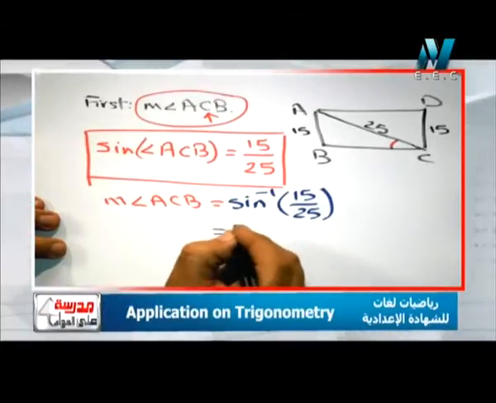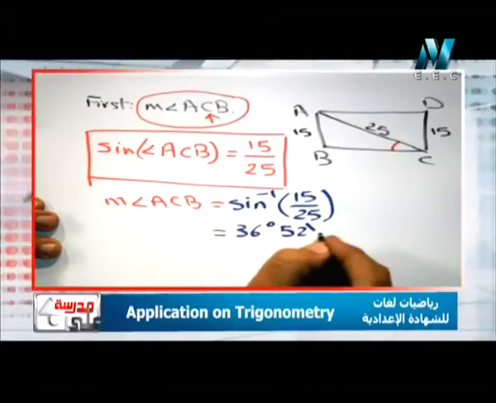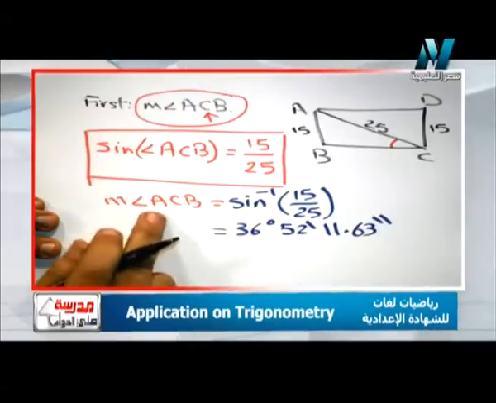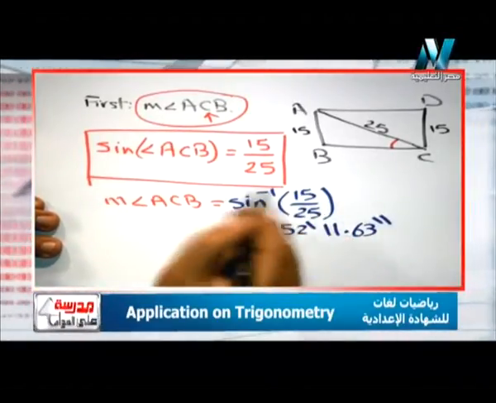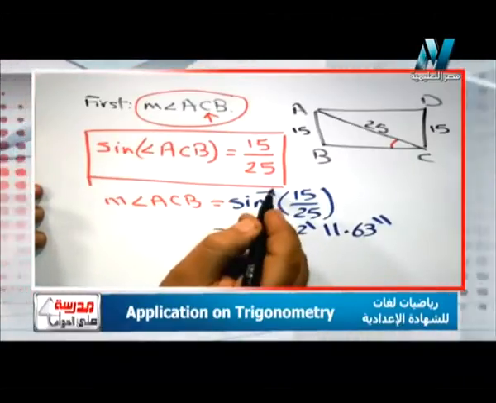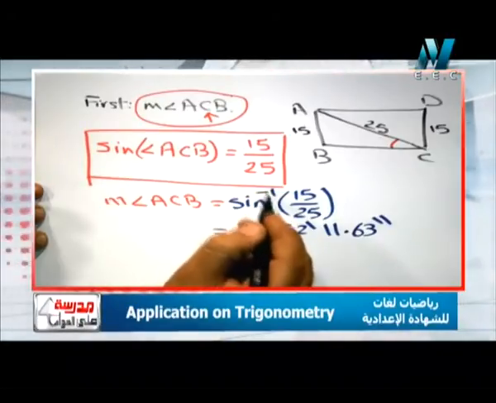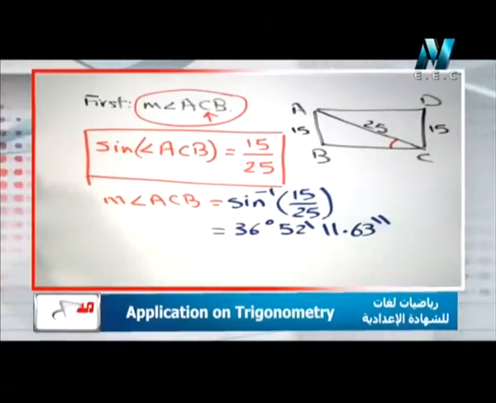The answer in your calculator will be 36 degrees, 52 minutes, 11.63 seconds. This is the measure of the angle whose sine gives me 15 over 25. And we learned a new abbreviation for the inverse of sine, which is sine with a small prefix or index of -1 here. So we can find the measure of the angle. The second required in the question, we have another required in the question.